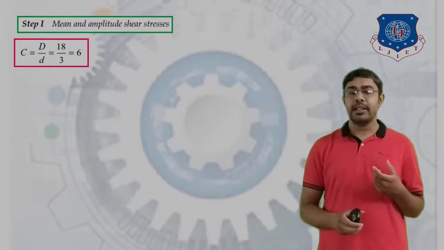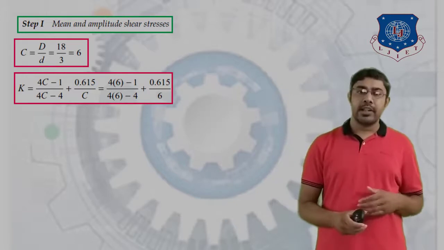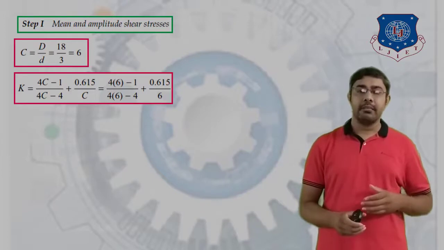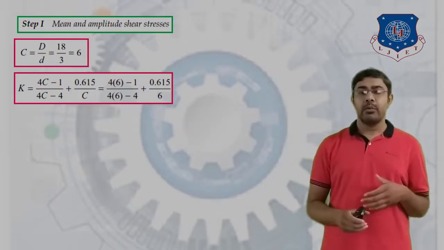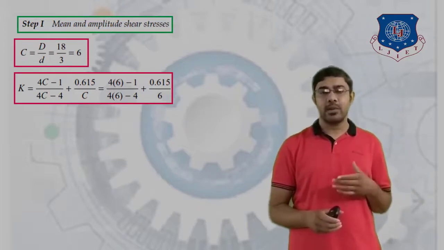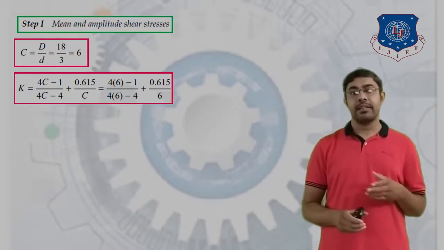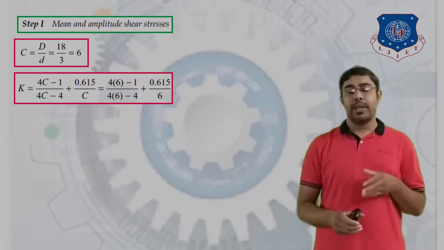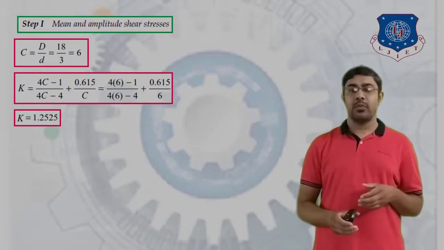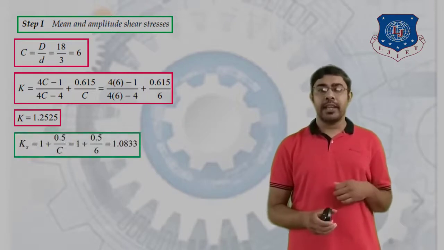So we can calculate K, that is Wahl's factor. K is equal to (4C minus 1) divided by (4C minus 4) plus 0.615 divided by C. Placing C equal to 6, we get K equal to (4 into 6 minus 1) divided by (4 into 6 minus 4) plus 0.615 divided by 6. So we get the answer K equal to 1.2525.